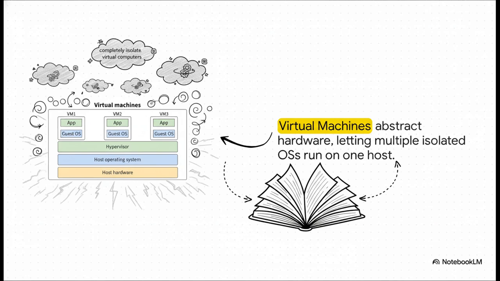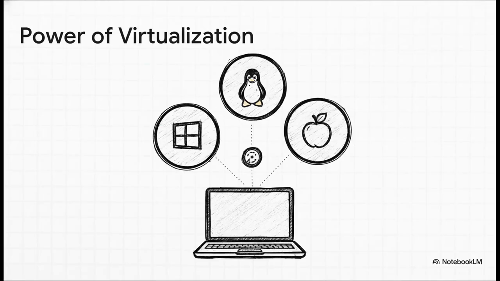This special piece of software basically slices up the physical hardware and creates multiple, totally separate virtual computers. Each one of them can then run its own guest OS and its own apps. The power you get from this is just incredible. Because each virtual machine is completely walled off from the others, you can run Windows, Linux, and Mac OS all at the same time on the exact same physical machine. Tools like VirtualBox make this surprisingly easy to do.